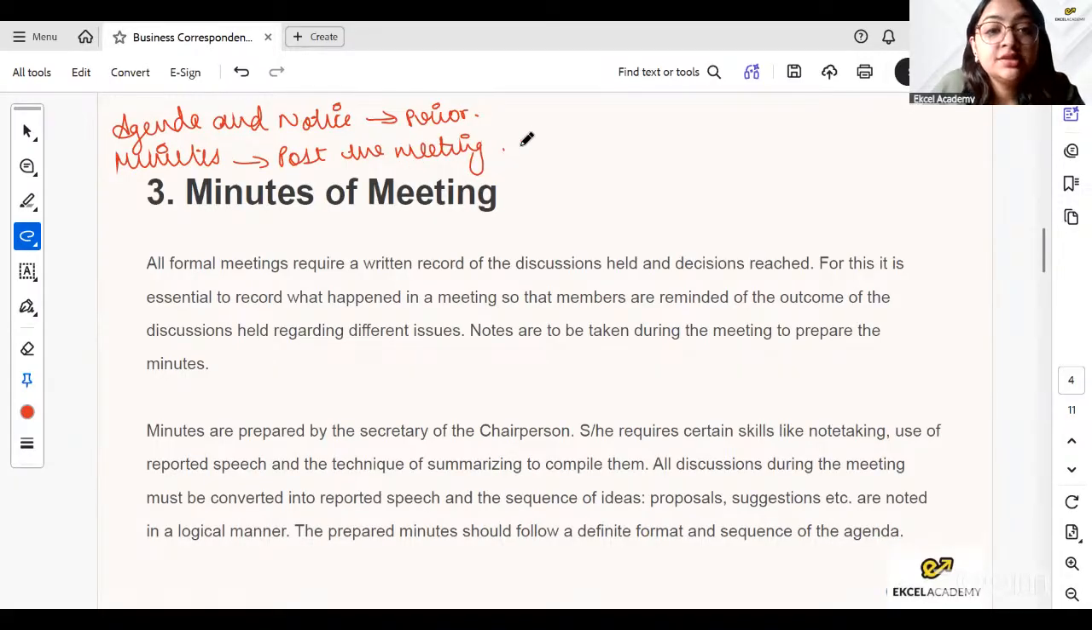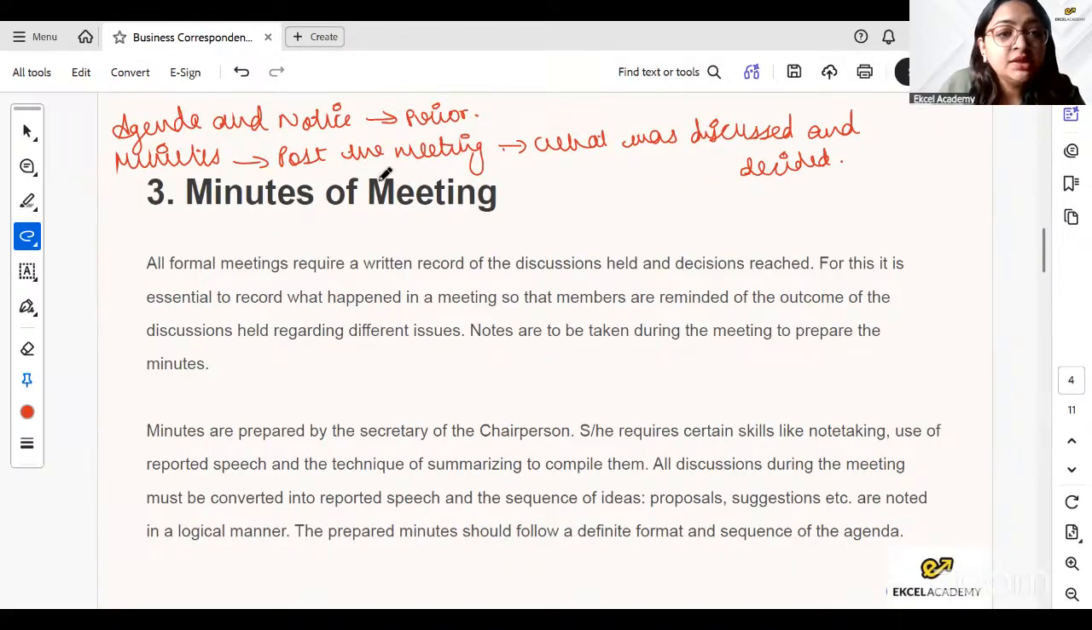And what is minutes? That is what was discussed and decided. Sometimes it could so happen that you thought you will approve your ESOP, but you didn't approve. You will just write that the matter was discussed, and if it was approved, you will write what was decided as well, right? So minutes is basically a written record of the discussions held and the decisions reached.